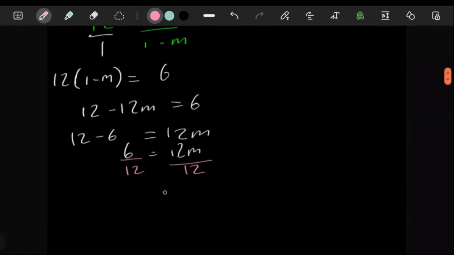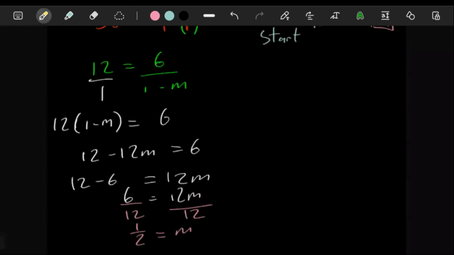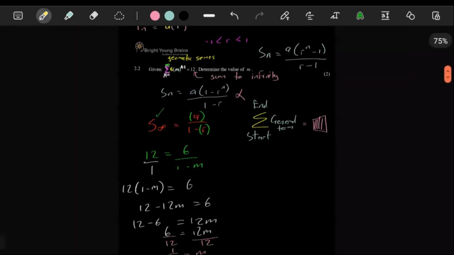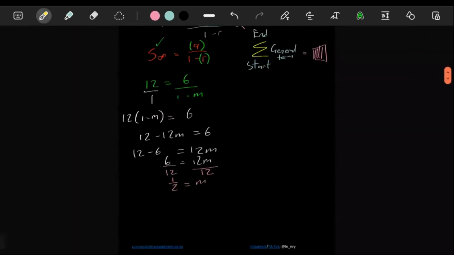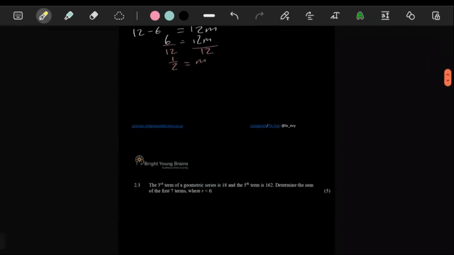Our m is a half, as expected, because remember, m here is representing the value of r, and we did say that as long as you're dealing with sum to infinity, your value of r has to be between -1 and 1, meaning it has to be a fraction where the denominator is bigger than the numerator. So that's an easy 2-mark question. Now we can move on. Let me just double check if there are any questions.